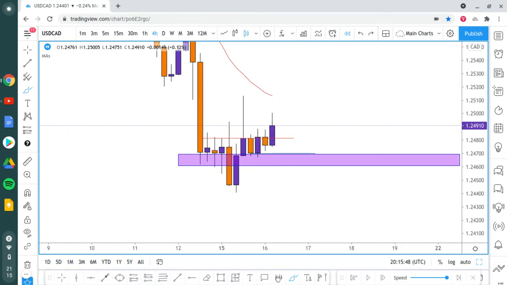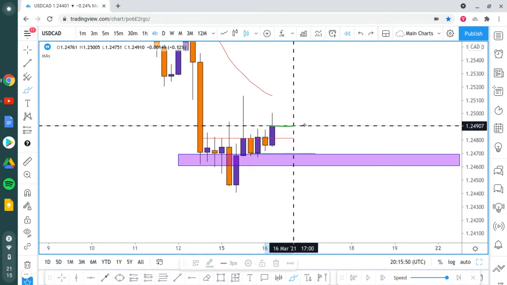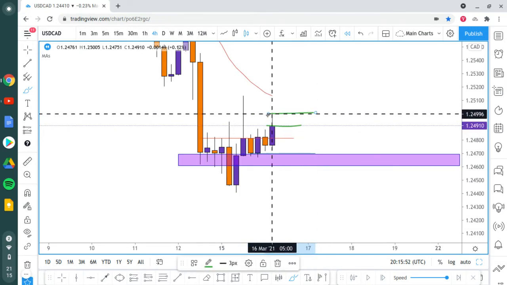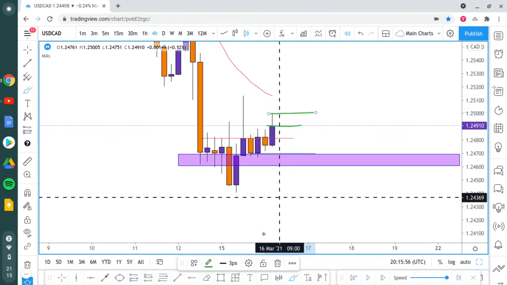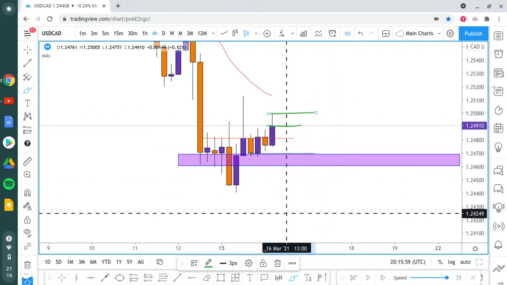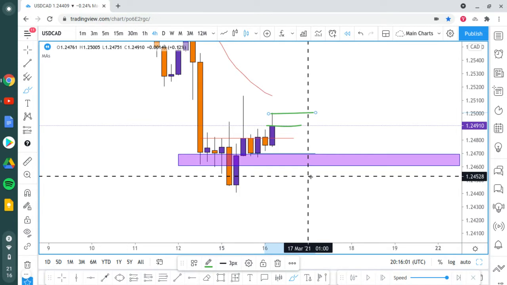But for shorts, without even looking at another time frame, ideally I would be wanting to take a short within the wick of this candle, or if price takes out the highs. So let's see what happens. That's what I do with the 4-hour candle.